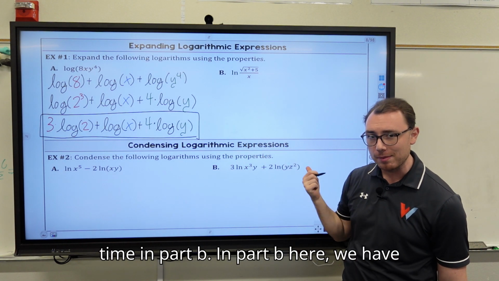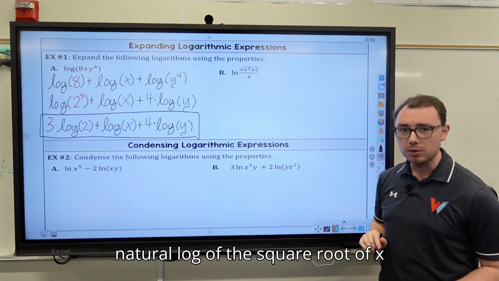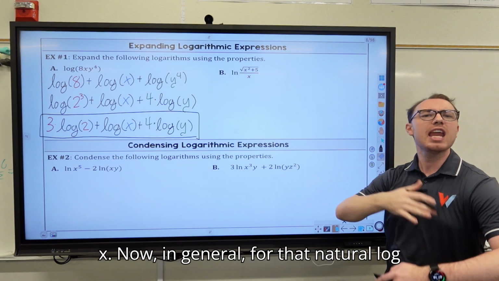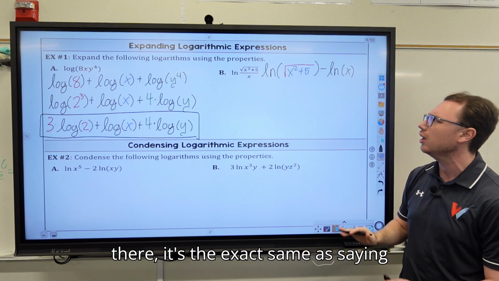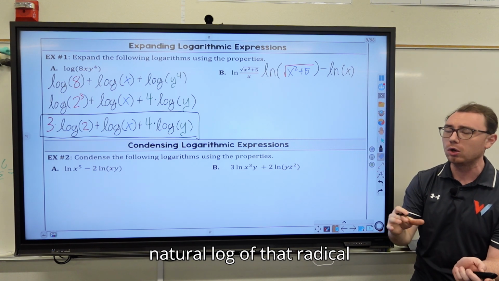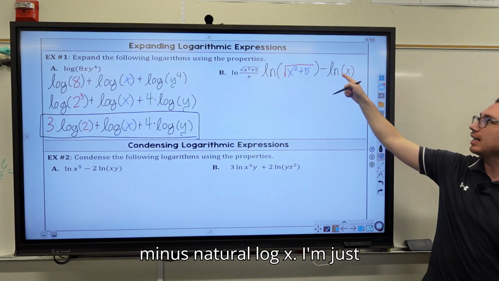Let's try that one more time in part B. In part B here we have natural log of the square root of x squared plus 5, divided by x. Now in general, for that natural log there, it's the exact same as saying natural log of that radical x squared plus 5 minus natural log x.